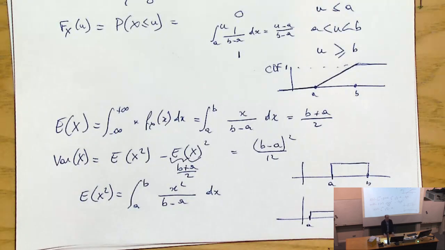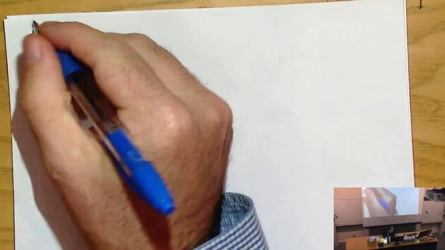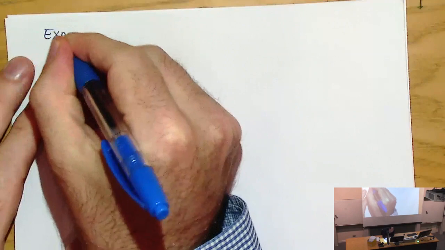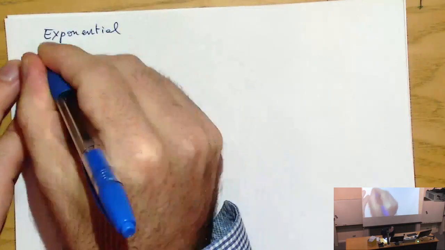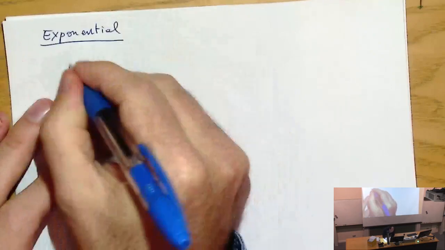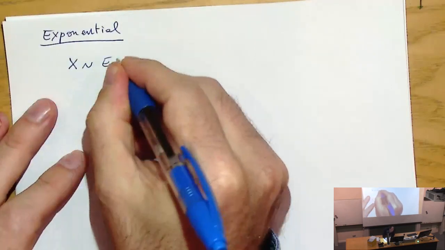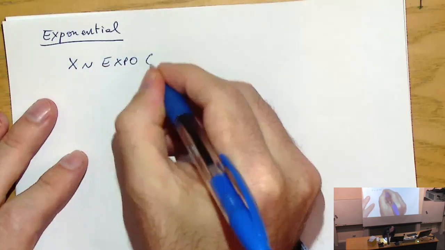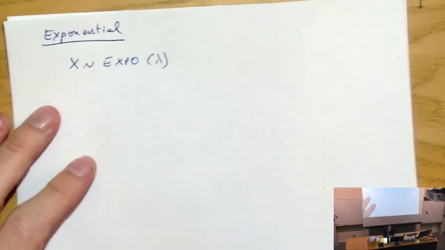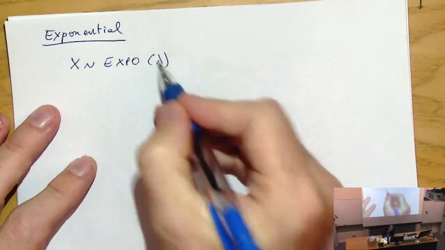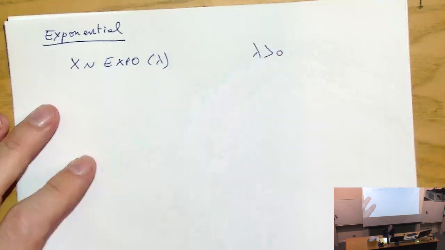Okay, so I think here shouldn't be any major issue. A more interesting distribution is the exponential. So this is now a random variable that is exponentially distributed. And how do we write this? There are multiple ways of writing this, but one way of doing it is saying x is exponentially distributed, expo with a certain parameter lambda that is positive.